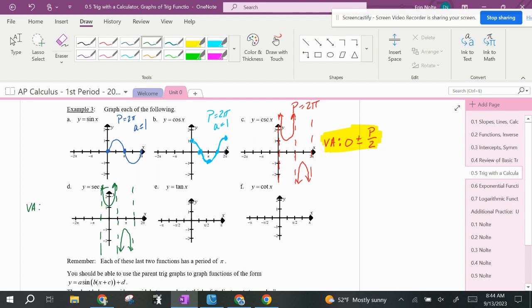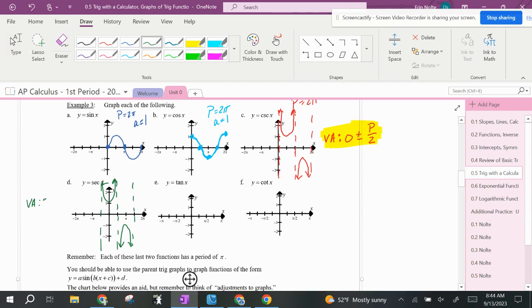Close. It's not a half. Half would be here. Quarter. So 1/2 is a quarter of 2 pi, right? 1/2 of a pi is 2/4 or a quarter. So I would say negative.